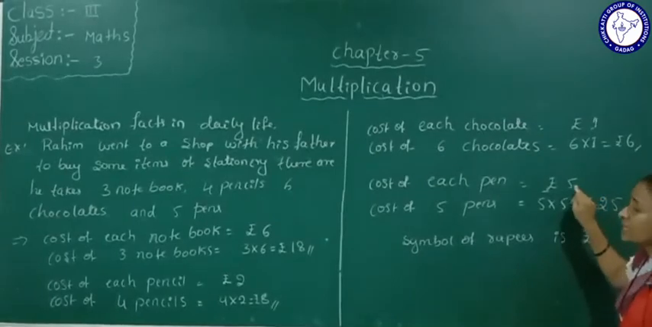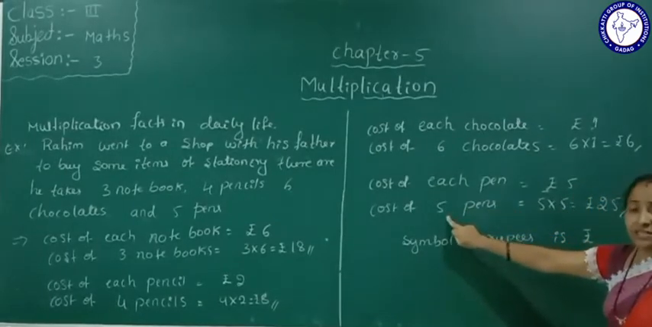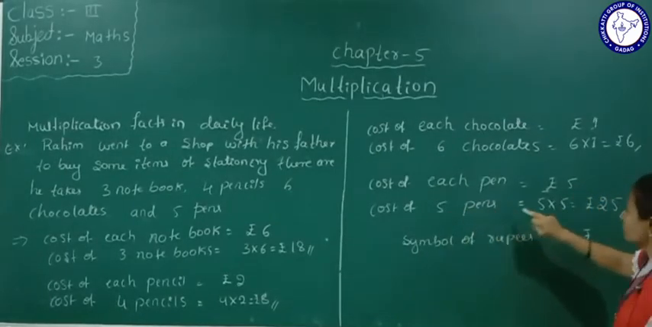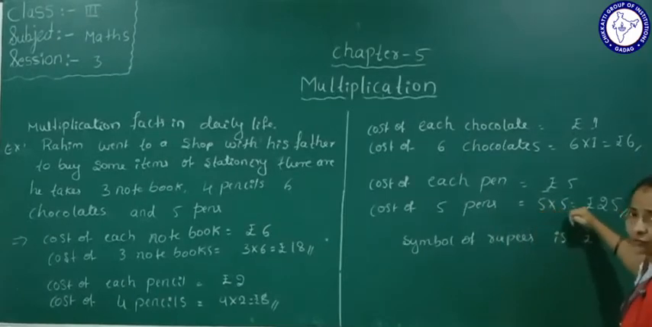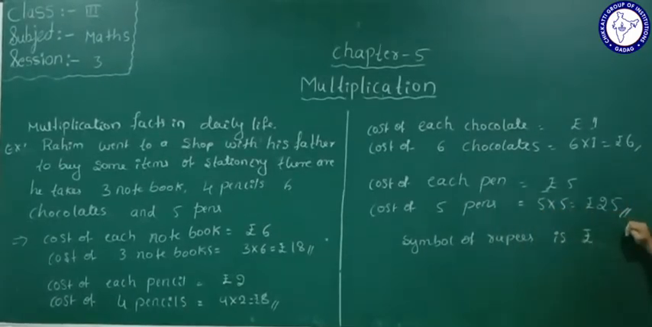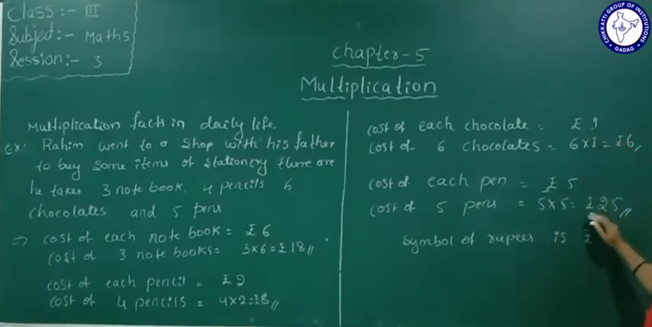Rupees 5. The cost of 5 pens, how much is the amount here? So the cost of 5 pens is 5 into 5 is equal to 25. That is the pens amount. Okay. So the rupees I wrote here, this is the symbol of rupees.